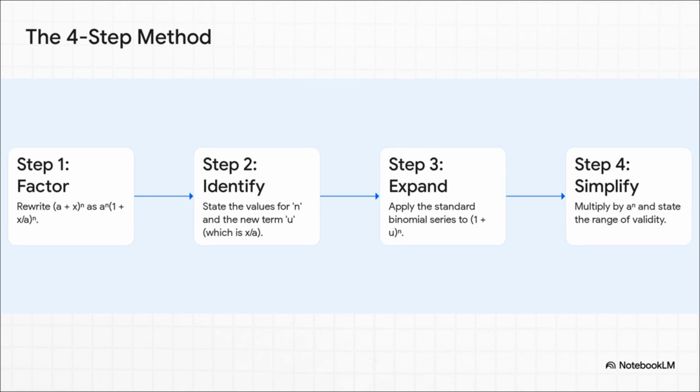It's just 4 simple steps. Step 1, factor. Step 2, identify your key parts. Step 3, expand it out. And step 4, simplify. Seriously, that's it. Factor, identify, expand, simplify. We're going to use this over and over again, so let's lock it in.